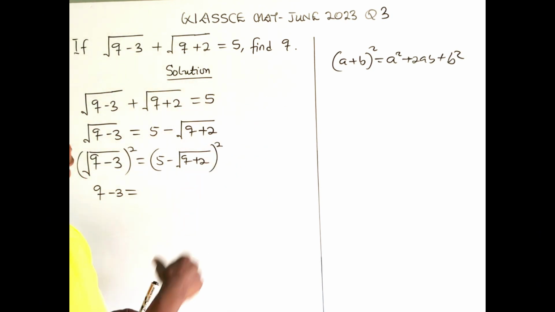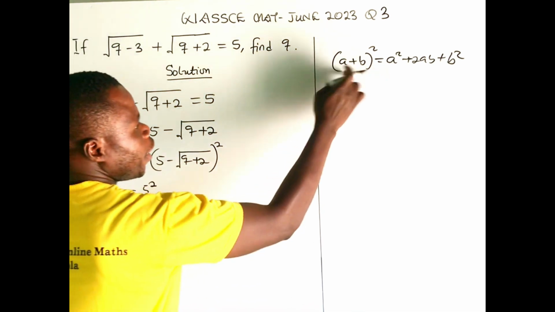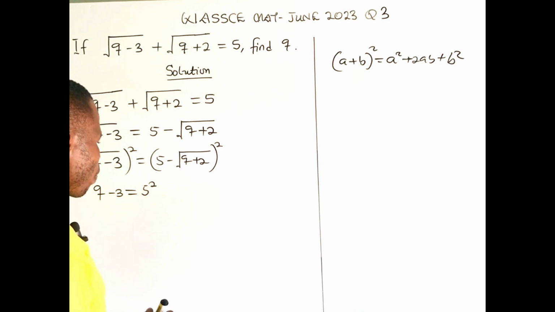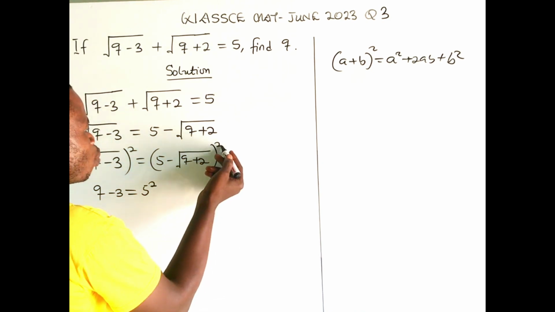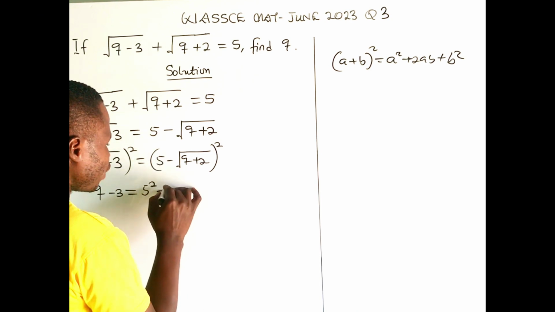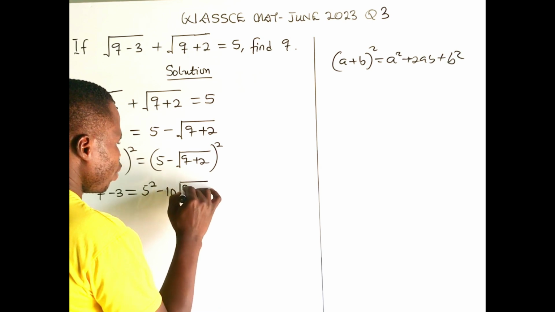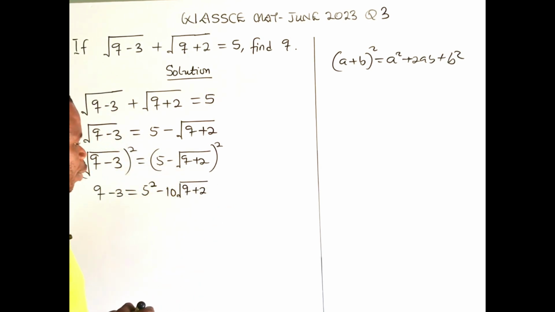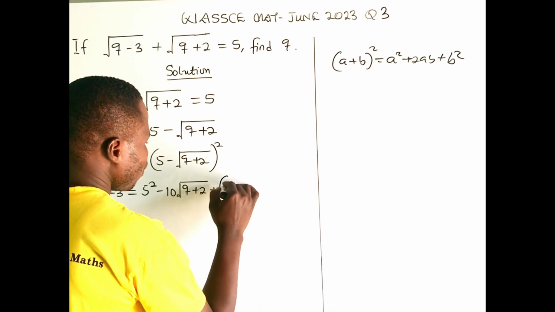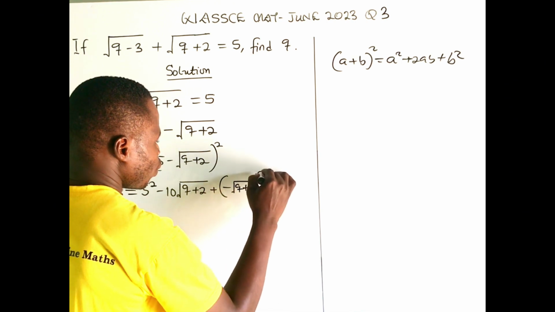So using that trick here, I'll have 5 squared, that is the a. 5 represents a, and b represents square root of q plus 2. Then the next step, I'll say 2 times 5 times this. Since here it is minus, it will be minus 10 square root of q plus 2, because 5 times 2 is 10. Then the next step, I will now have plus negative square root of q plus 2, all squared.